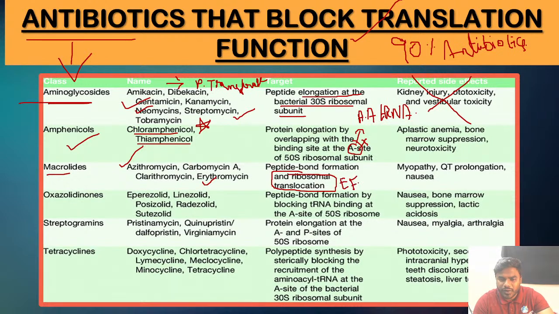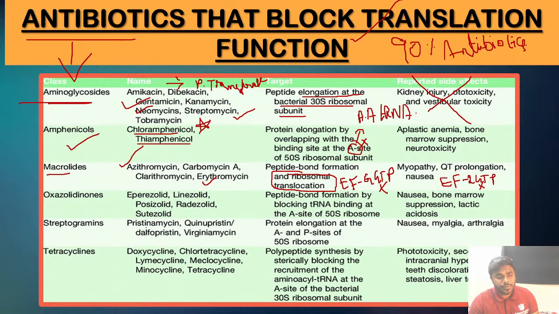In case of a prokaryotic organism, what is the factor? EF-G GTP. In case of eukaryotes, what is the factor? EF2 GTP. These two are involved in the translocation. Friends, what is the speciality of erythromycin and azithromycin? They can act on the prokaryotic organism and also on the eukaryotic organism. So they block this also and they block this also. By that, protein synthesis can be inhibited in both prokaryotes and eukaryotes by erythromycin and azithromycin.